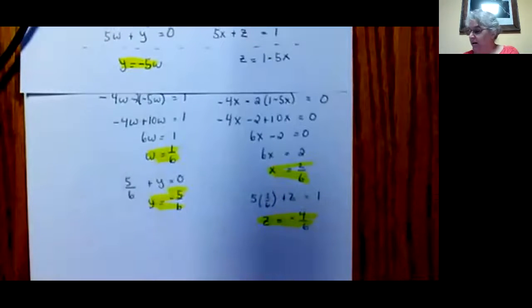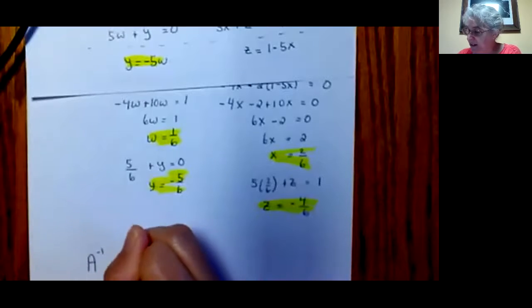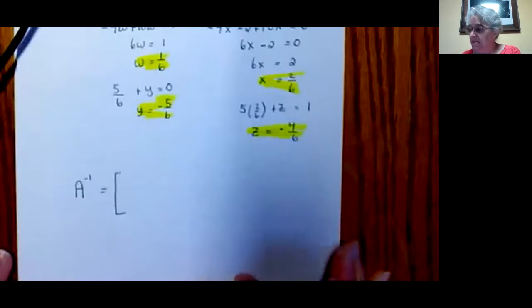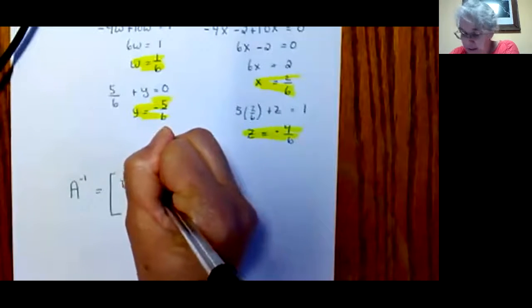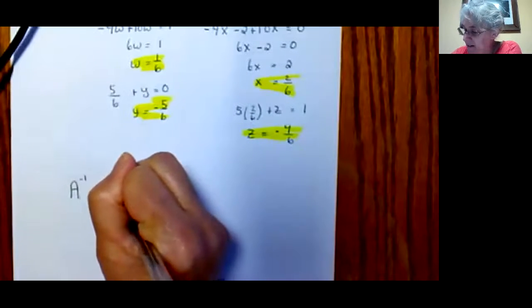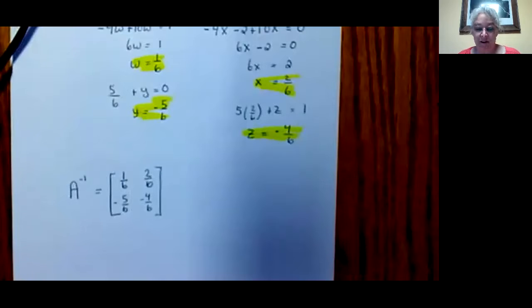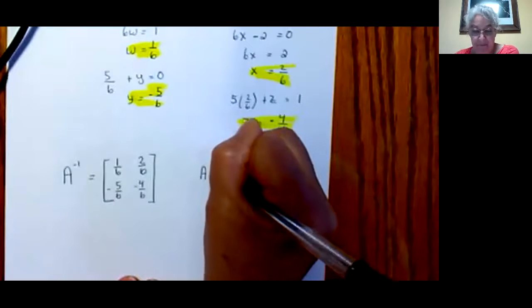So A to the minus 1, our inverse matrix, is going to look like, and I can get this out of the way, 1/6, 2/6, minus 5/6, and minus 4/6. Okay, that's our inverse, all right? That's kind of long and complicated. But let's go back and take a quick look at what A looked like.